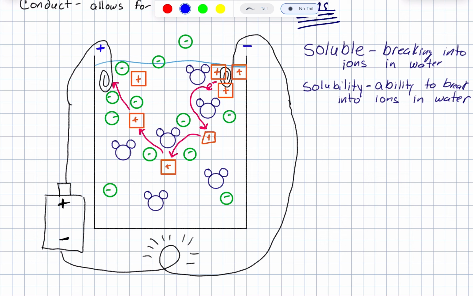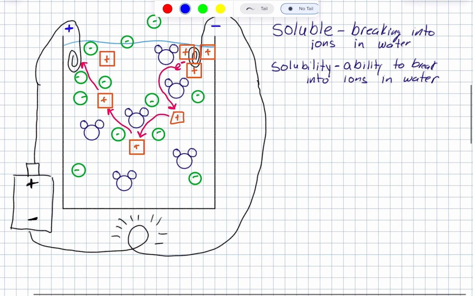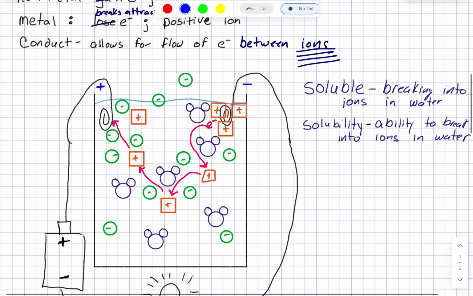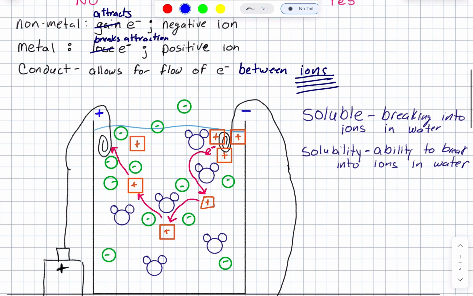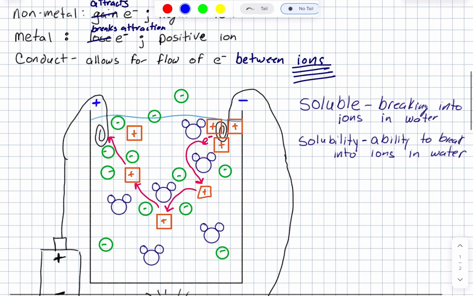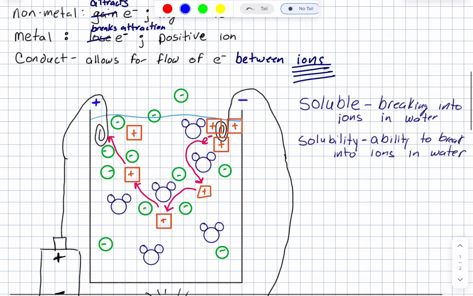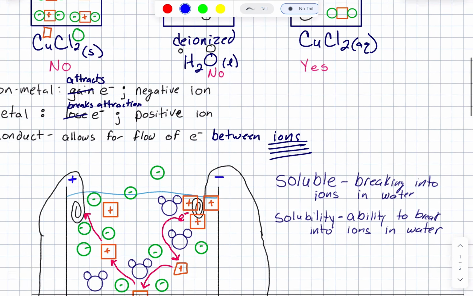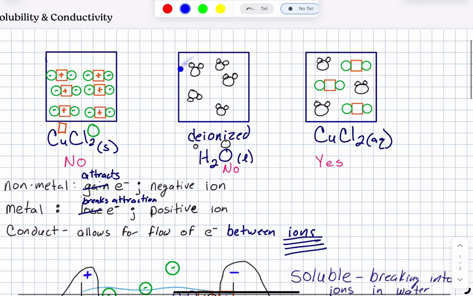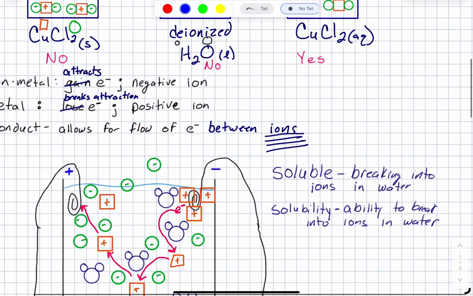So again, when we talk about solubility, it's the ability to break into its ions in water. Conductivity: if something conducts, it allows for the flow of electrons between ions. If you do not have ions present, there will be no conductivity. There will be no flow of electrons. There's no ions for them to flow between.